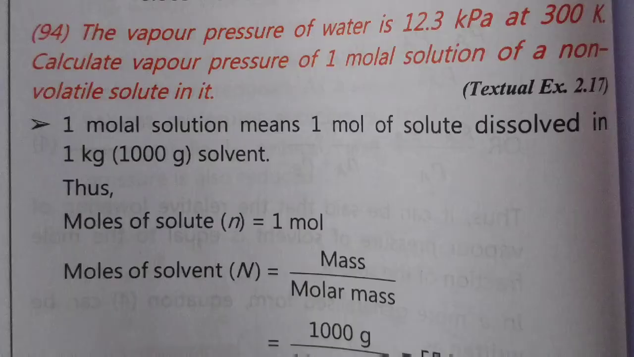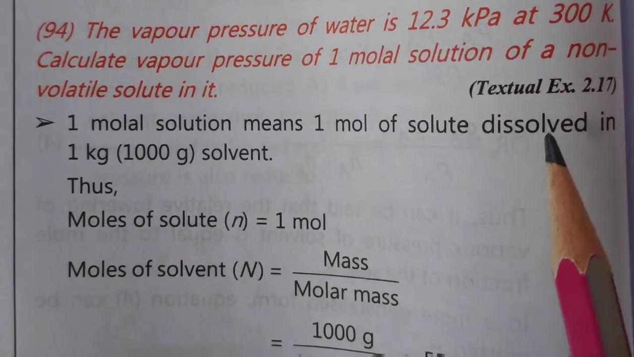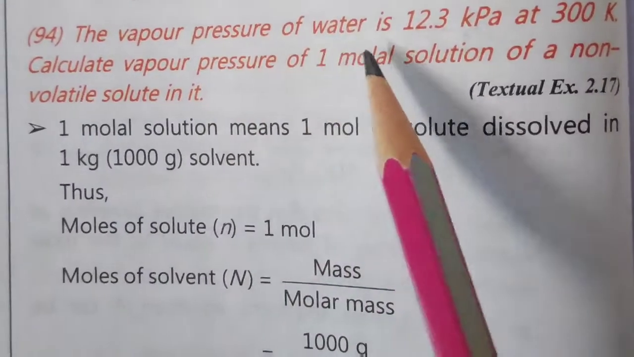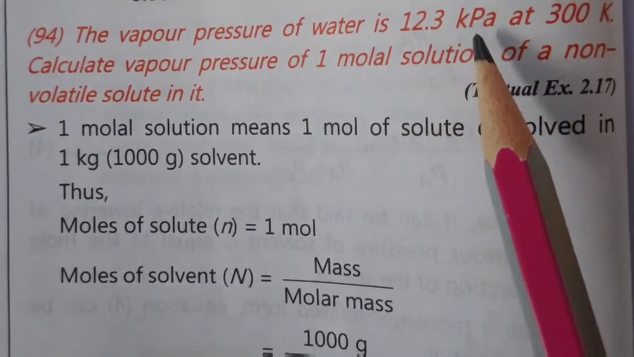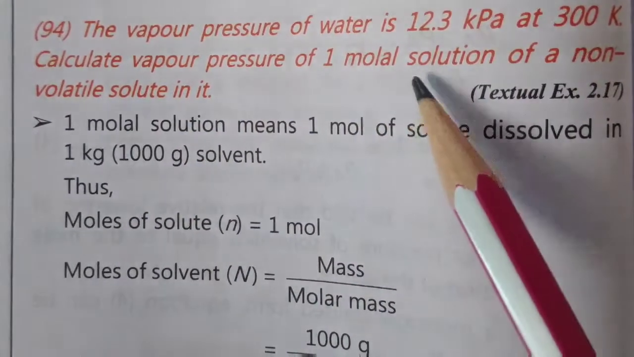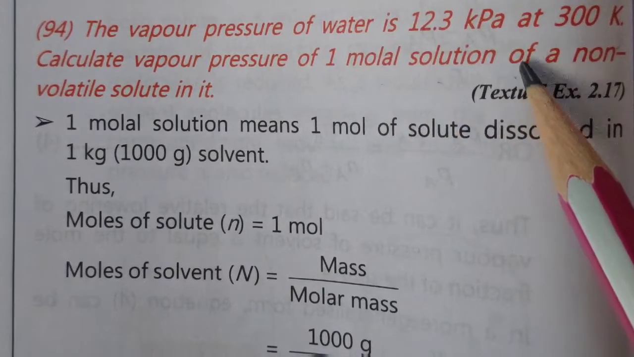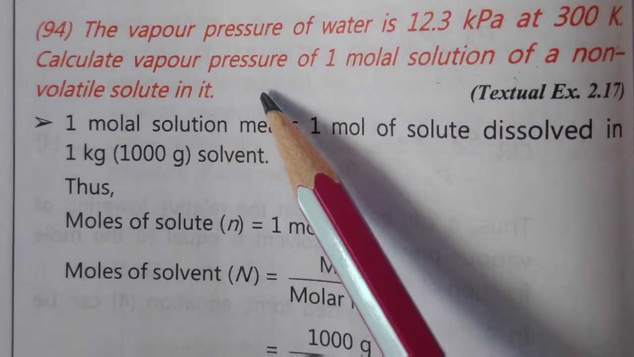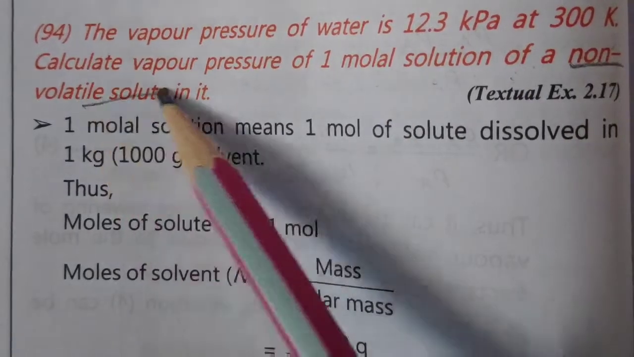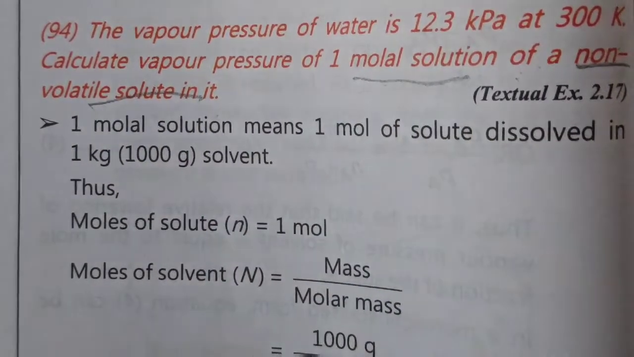Now the next one. This is the next textbook exercise question, 2.17. What is the question here? The vapor pressure of water is 12.3 kilopascal at 300 Kelvin. Calculate the vapor pressure of a 1 molal solution of a non-volatile solute in it. This is very important, so this is the next part you have to remember.